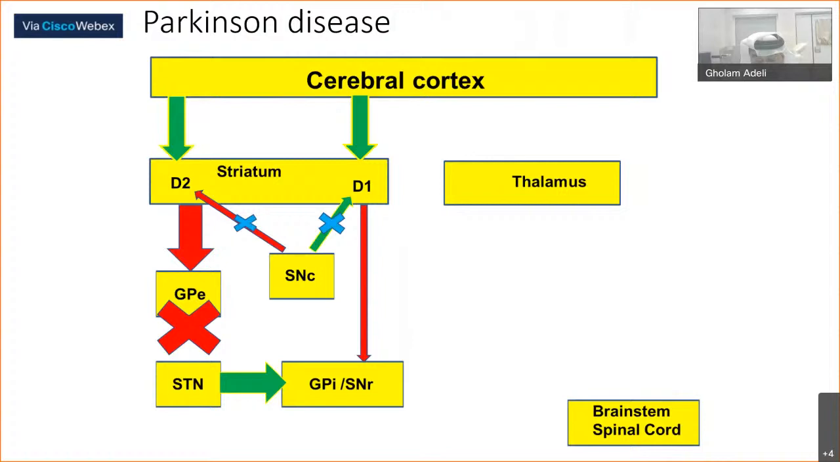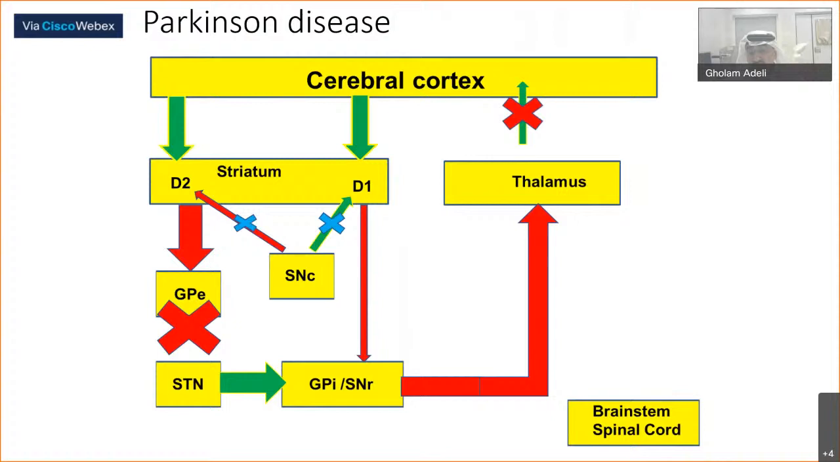And the subthalamic nuclei will be released and will cause a strong stimulation. And this will produce a strong inhibition of the thalamus. Then there is no feedback to the cortex and no movement. So that's what causes the paucity or the akinesia we see in Parkinson's disease. Okay, so that's the pathophysiology.